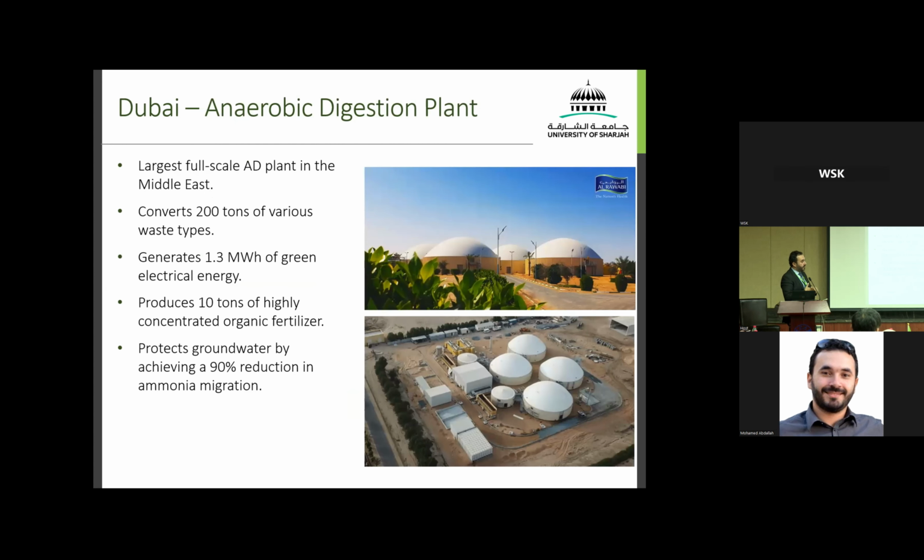This is something interesting. It's a project that I also was part of. This is one of the largest dairy farms in the Middle East. It's called the Rawabi. And they actually built the first full-scale anaerobic digestion plant in the Middle East. There are a lot of small-scale ones, but this is the first relatively full-scale plant, converting 200 tons of different organic waste.